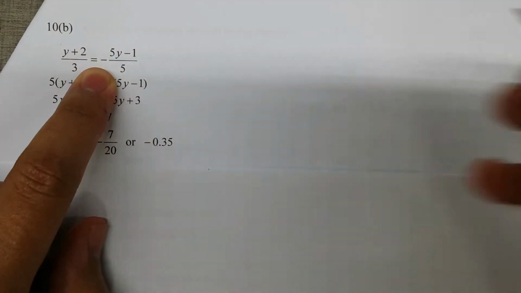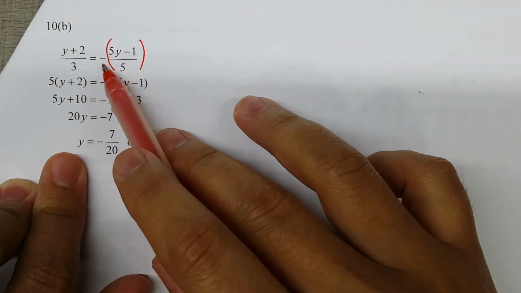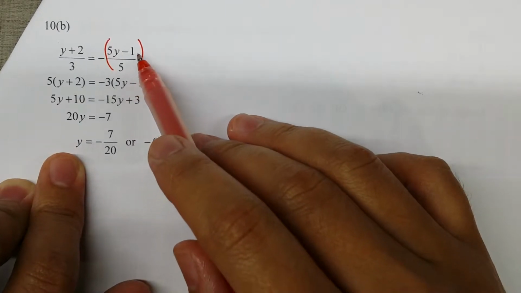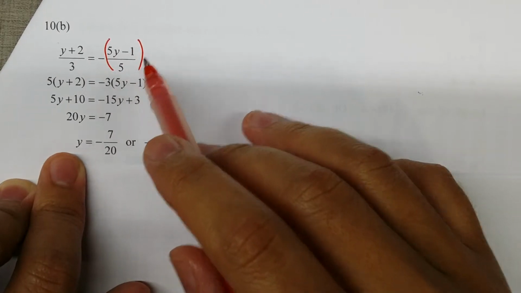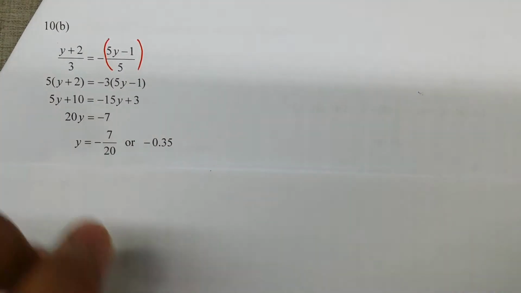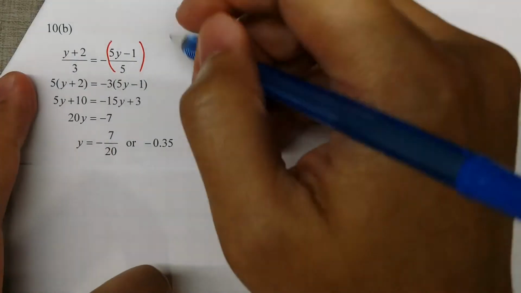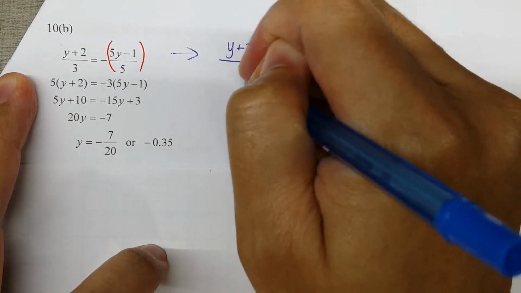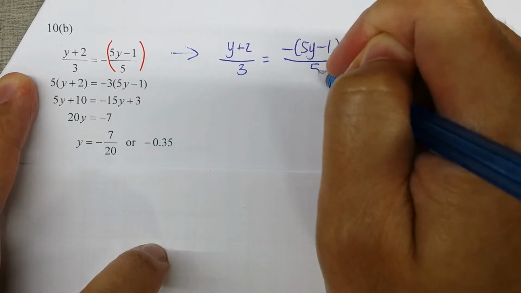One thing to note, whenever there's a negative here, it simply means negative bracket. But do I multiply the negative to both top and bottom? The answer is no, you only multiply to the top or bottom, but usually we multiply to the top. So what's the next step? You can imagine this as y plus 2 over 3 equals negative 5y minus 1 over 5.